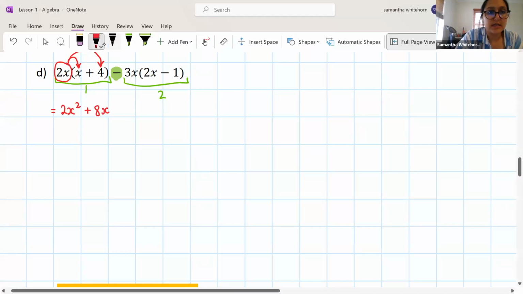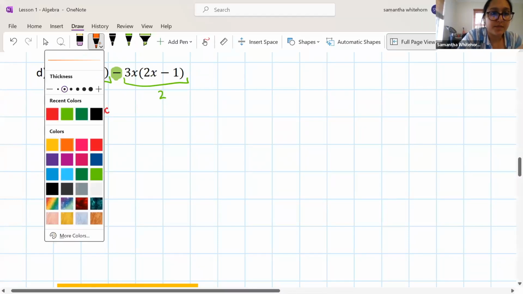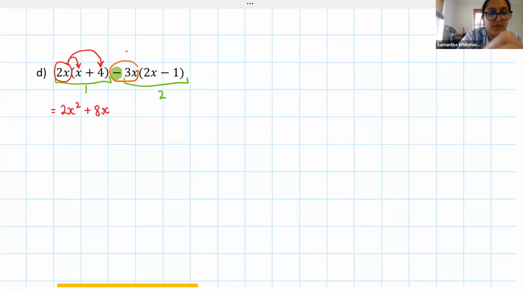I'm going to do exactly the same thing with my next term. My coefficient is negative 3x, so I'm going to distribute it or multiply to the 2 terms in my bracket. A negative 3x times a positive 2x gives me negative 6x squared. Negative 3x times negative 1 gives me positive 3x. So once I've done my distribution, I'm sorted.